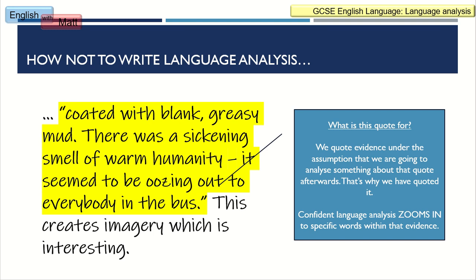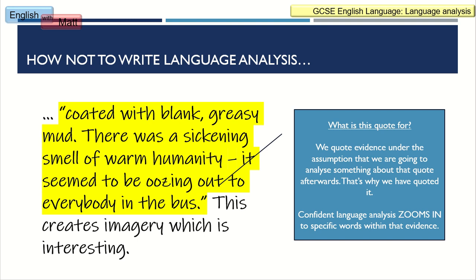In this extract, I'm using the Rosabel extract, which many of you might be familiar with because it's been around for almost a decade. When we look at this quote, we need to ask ourselves, what is this quote for? Because when we quote something, the idea is that we're going to talk about something in that quote afterwards. In this quote, I would expect a student to pick on the word sickening, or greasy, or oozing, and really develop ideas about that specific word.